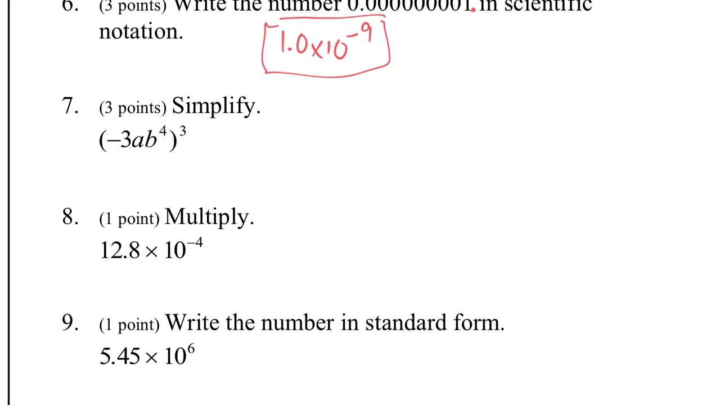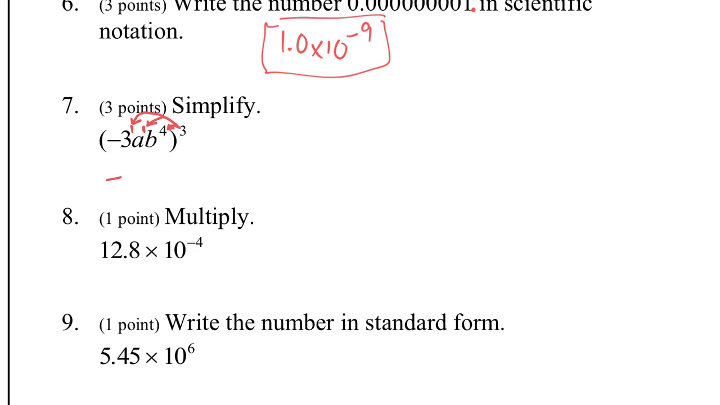Well, what this would be is negative. See, this is to the first power, and a is to the first power. So this 3 has to be distributed to each item here. When you take a power to a power, you multiply those exponents.